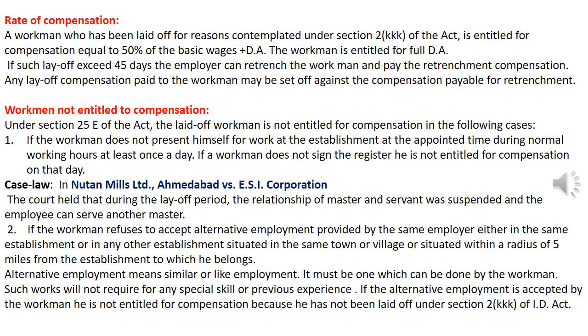How is the rate of compensation calculated? A workman who has been laid off for reasons contemplated under the provided section is entitled to compensation equal to 50% of his wages, and the dearness allowance is paid in full. And if such layoff exceeds 45 days or more, then the employer can retrench the workman and pay full retrenchment compensation. If any layoff compensation has been paid to the workman, it can be set off against the retrenchment compensation.